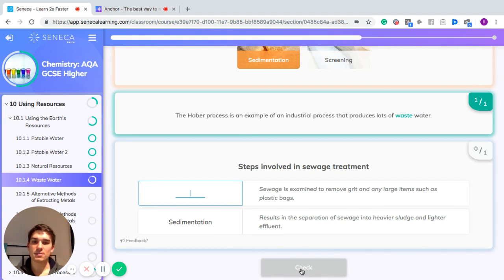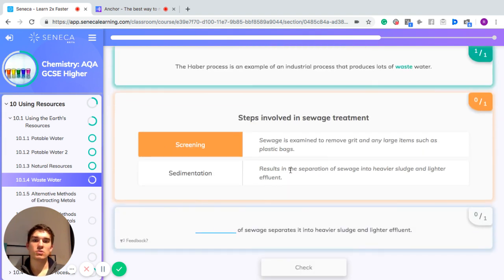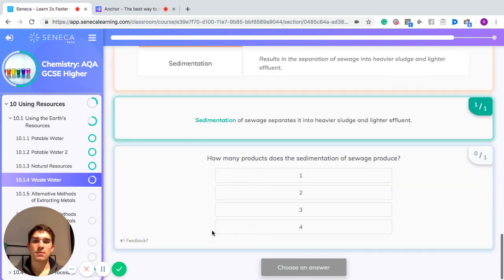Now, to recap the steps involved in sewage treatment, first of all, we have screening, when the sewage is examined to remove grit and any large items such as plastic bags. And we then have sedimentation, which results in the separation of sewage into heavier sludge and lighter effluent. So the sedimentation of sewage separates heavier sludge from lighter effluent.